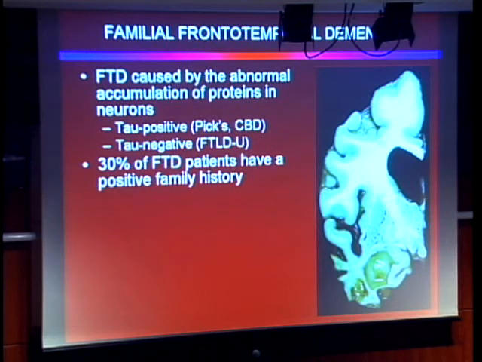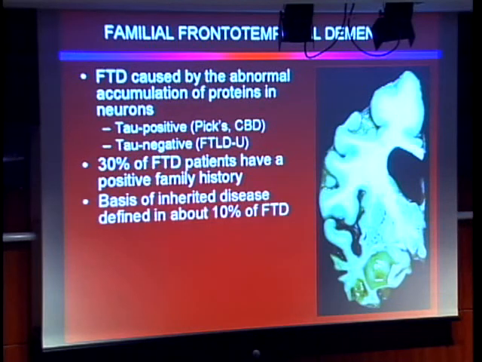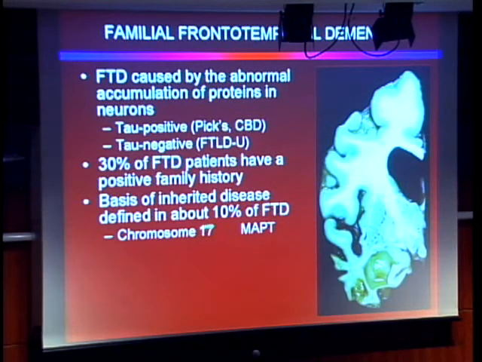We know that 30% of patients with frontotemporal dementia have a positive family history. You'll hear a little bit more about that later this morning. And in about 10% of these cases, we've been able to identify the basis of this positive family history. We've been able to identify a specific chromosomal mutation or chromosomal change. In some people, it's a mutation in the gene called MAPT. This is where tau is coded on chromosome 17.